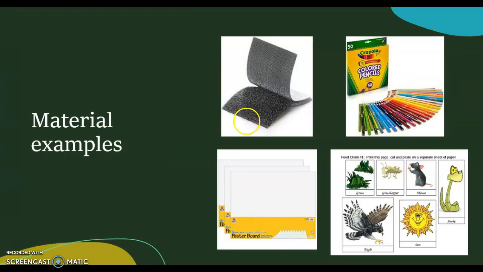So the material examples would be the Velcro, the colored pencils, the poster boards, and I found this really cute picture of different plants and animals and parts of the food chain that all kind of come together.